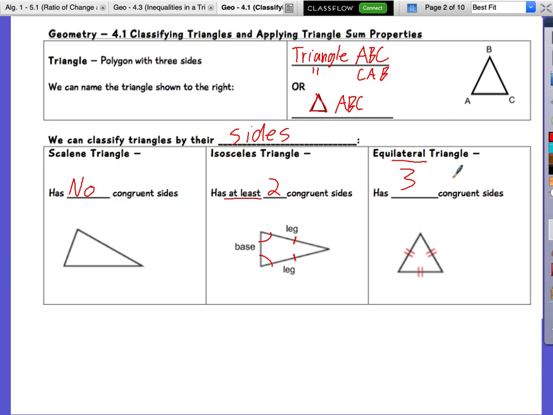All three are congruent. And so just like the angles opposite the congruent sides here are congruent, the same thing will be the case here. So in an equilateral triangle, all three angles will be the same. Questions on this one, on the sides part?